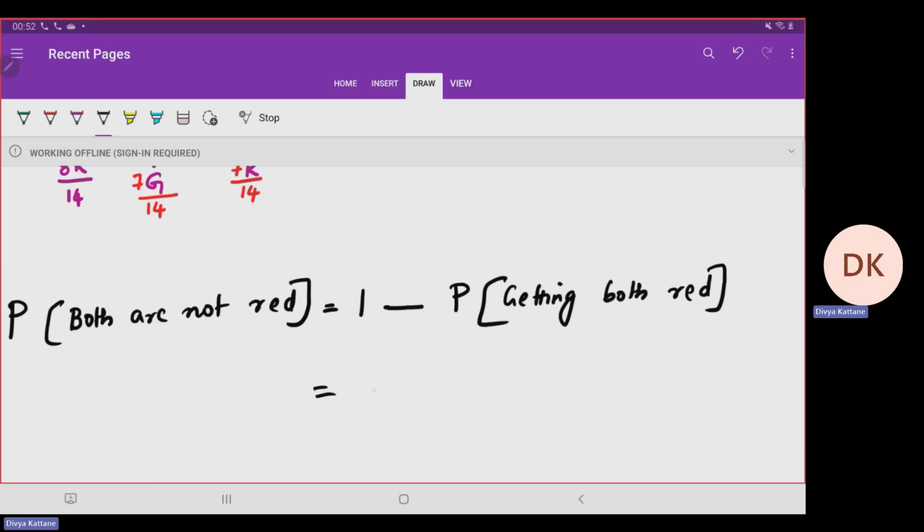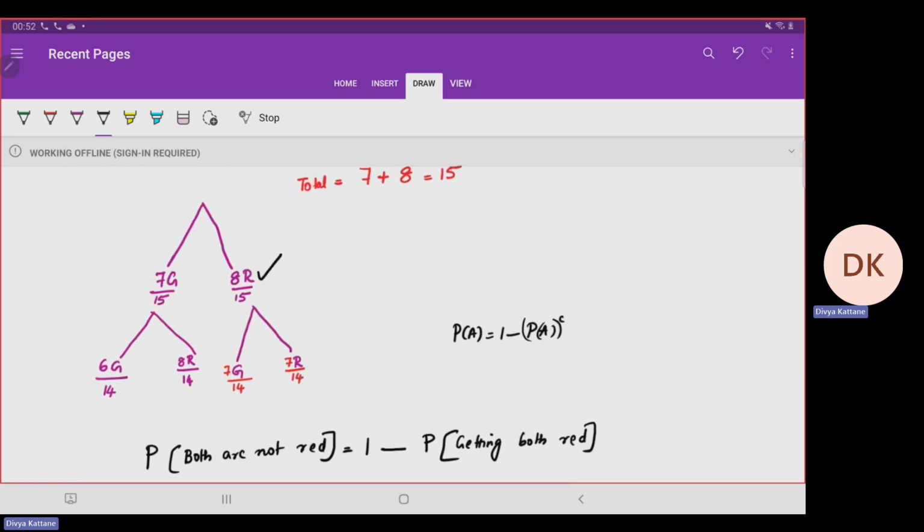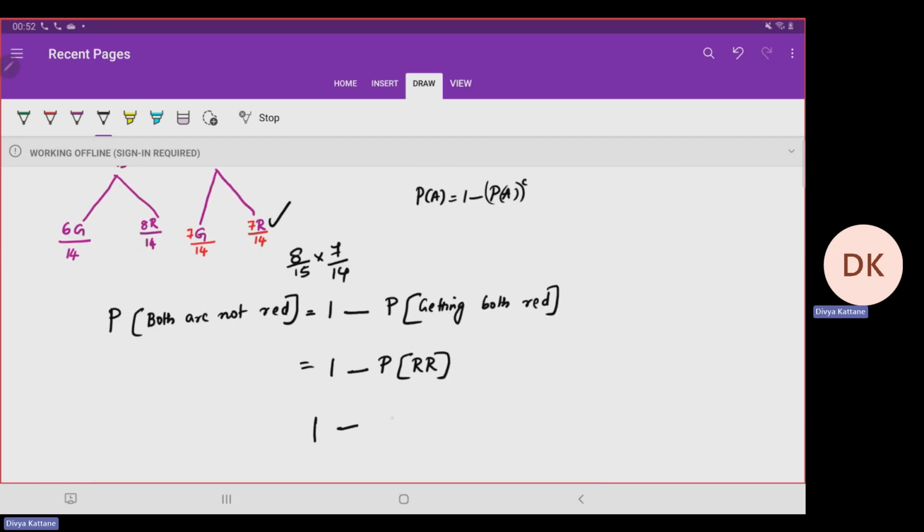So this is 1 minus P of red, red. So you have P of R, R. What is the total probability? Both have to happen. 8 by 15 into 7 by 14. So P of RR is 8 by 15 into 7 by 14. Red and red, and means the sign is cross. So that is 1 minus 8 by 15 into 7 by 14.